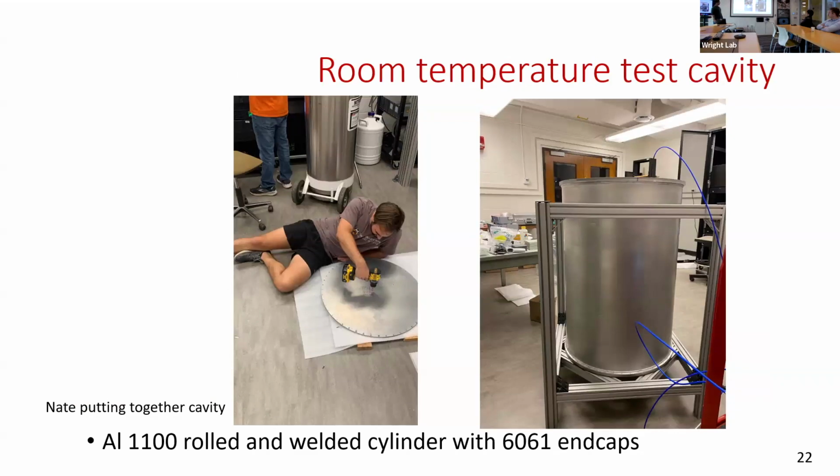But while we're doing these simulations, we are also building some experimental test beds to shake out what sort of issues we might have. So what we've done is we've created this room temperature test cavity. There's Nate drilling into the top end cap of this aluminum alloy cavity that we got. So the barrel, it's the full scale thing. It's 700 millimeters in diameter, a little bit more than a meter in height. That's aluminum 1100, and they're aluminum 6061 end caps.